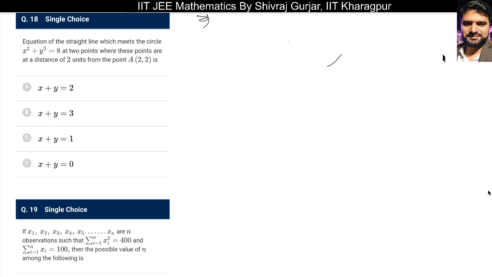Question number 18. And what does it say? Equation of the straight line which meets the circle at 2 points, where these points are at a distance of 2 from the point. Okay, this is some circle, there is some point A (2,2), from here 2 chords are drawn and their length is the same, 2. Okay, they meet the circle at 2 points, let us say P and Q.